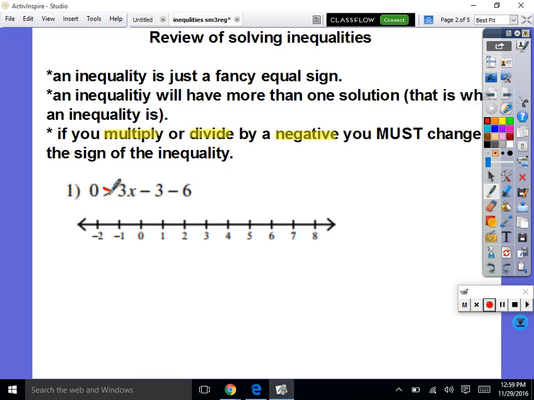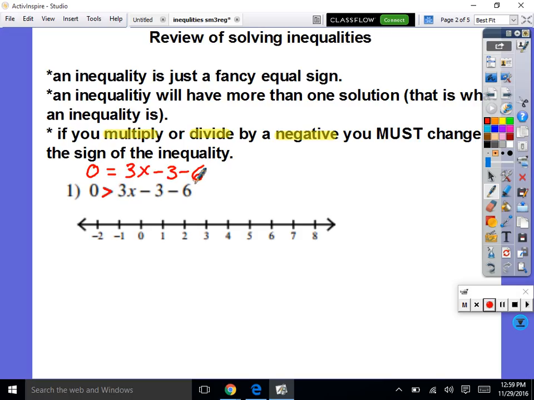So look at number 1. We have 0, and that is greater than 3x minus 3 minus 6. Now, the alligator, if you have heard it back in the good old days, the alligator eats the bigger thing. And we always look at this from left to right. A lot of people get that confused. From left to right, so 0 is greater than all this stuff. Now, this is literally the exact same thing as 0 is equal to 3x minus 3 minus 6.